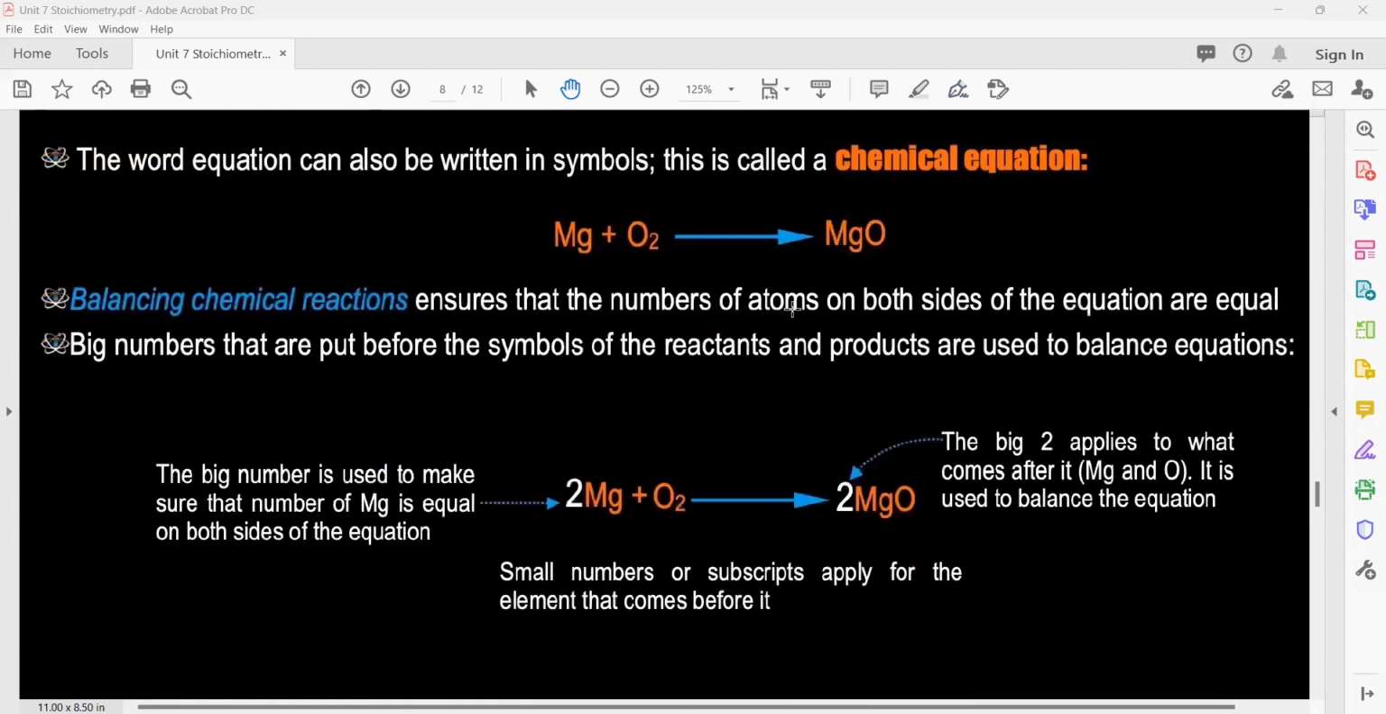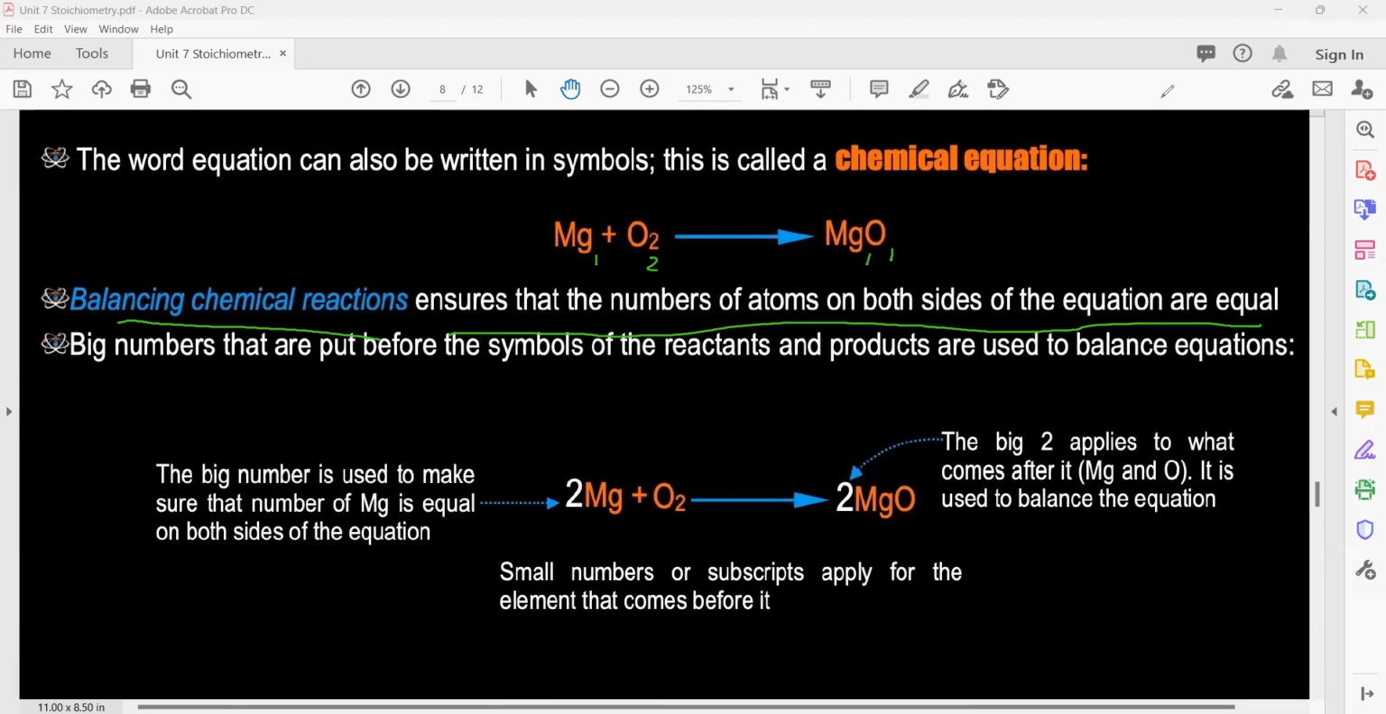After that, they are saying when you write a chemical equation, it should be balanced. Balancing chemical reactions ensures that the number of atoms on both sides of the equation are equal. For example, how many atoms of magnesium here? 1. How many atoms here? 1. How many atoms of oxygen here? 2. Here, how many? 1. So this equation is not balanced. So you have to balance the equation.